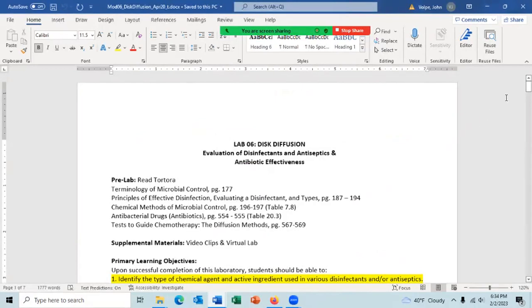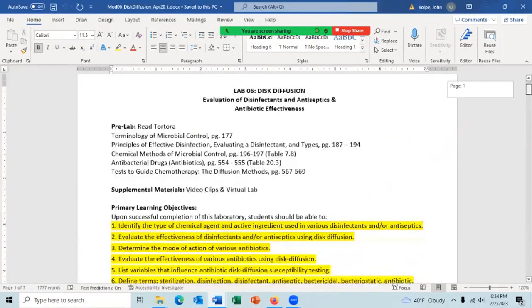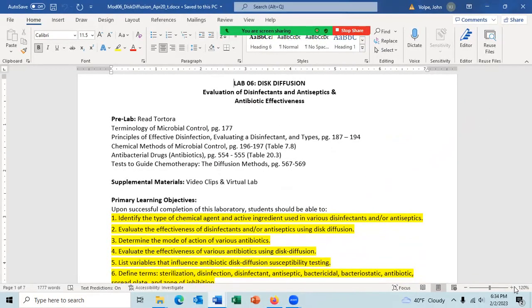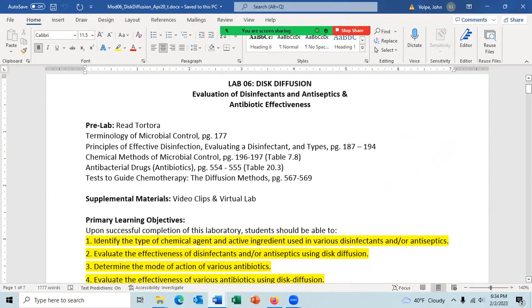So, Lab 6, disk diffusion. Let me blow this up a little. Evaluation of disinfectants and antiseptics and antibiotic effectiveness. We'll mostly be looking at antibiotic effectiveness, but the procedures given here can be used to evaluate disinfectants and antiseptics.